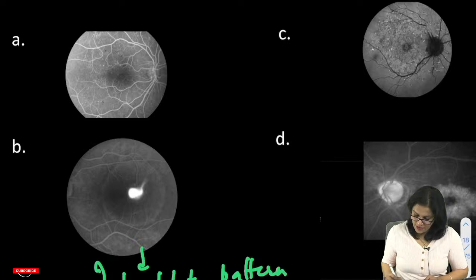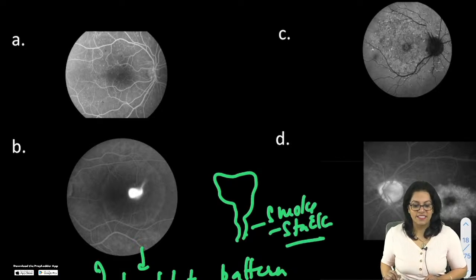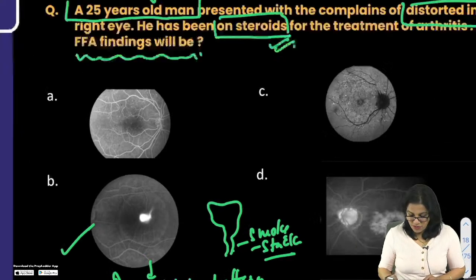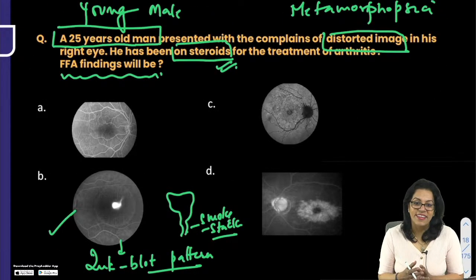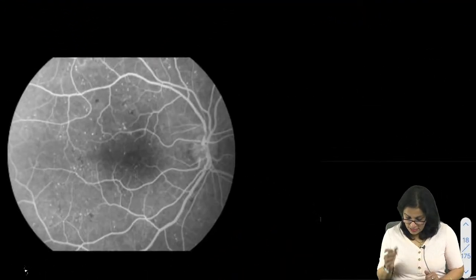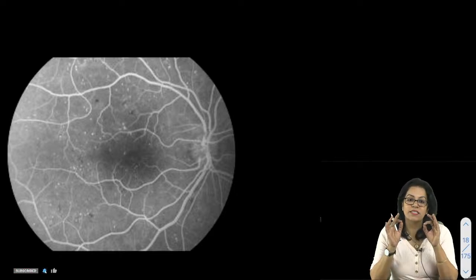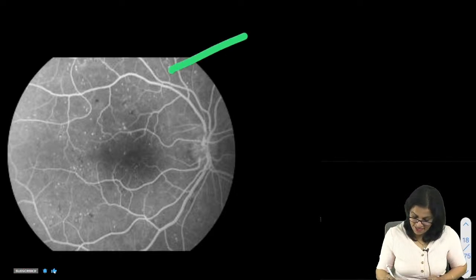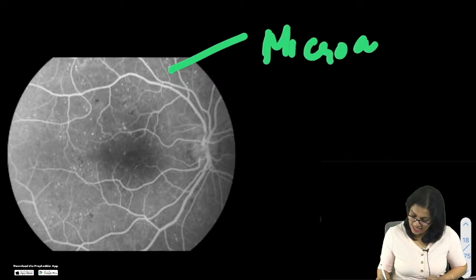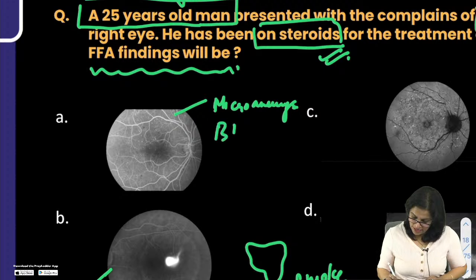So what is the other pattern you know about CSR? This one, smokestack. Two patterns are seen, right? But here what we see is an ink blot pattern of CSR. So this is the answer. Now what about the rest of it? We have to know that also, right? So tell me about A. What is A? A is an angiography where I see tiny white dots. Hyperfluorescent dots are nothing but microaneurysms. So what I am talking about is background diabetic retinopathy.